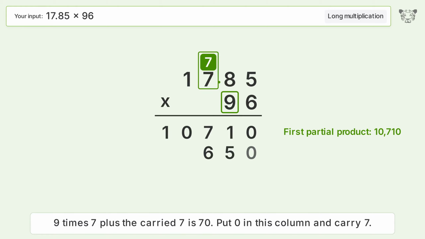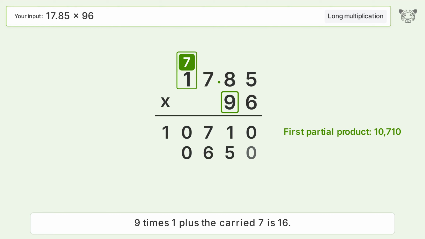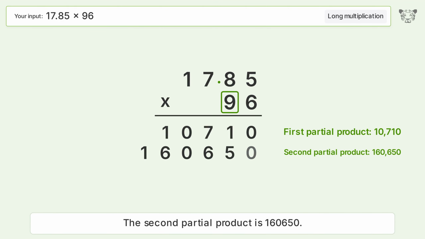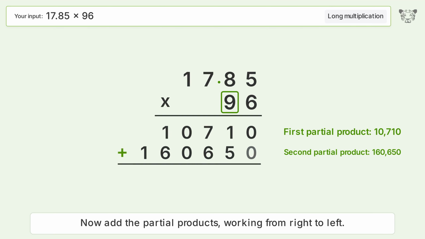9 times 7 plus the carried 7 is 70. Put 0 in this column and carry 7. 9 times 1 plus the carried 7 is 16. The second partial product is 160,650. Now add the partial products, working from right to left.